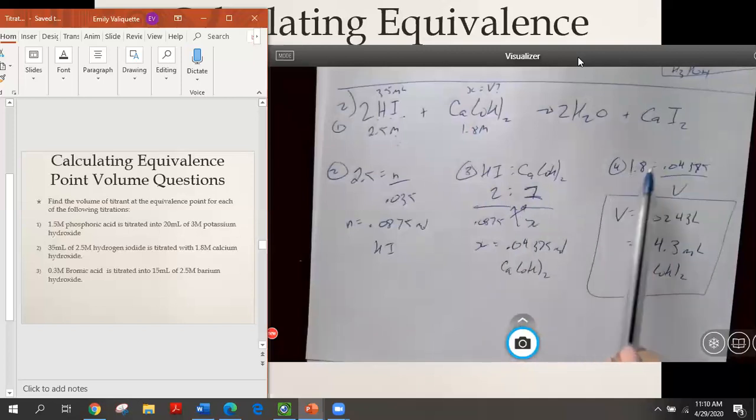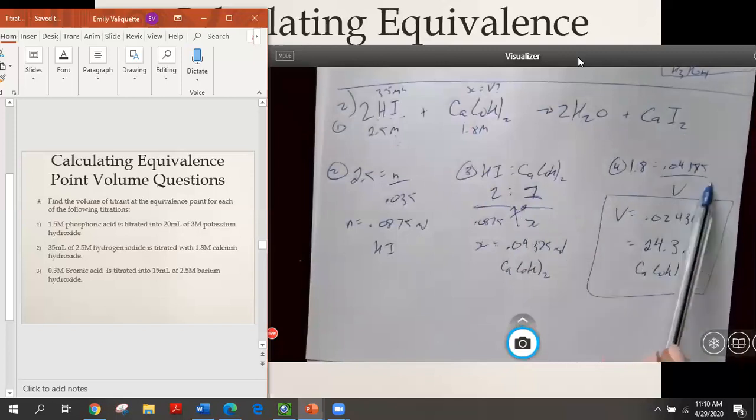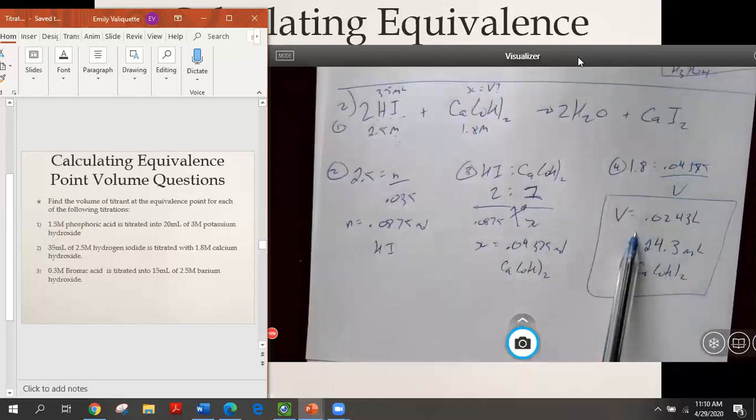Plug that into C equals N over V to solve for V. Of course, you do that by dividing the moles by the 1.8, and you will get 0.0243 liters or 24.3 milliliters of your base.